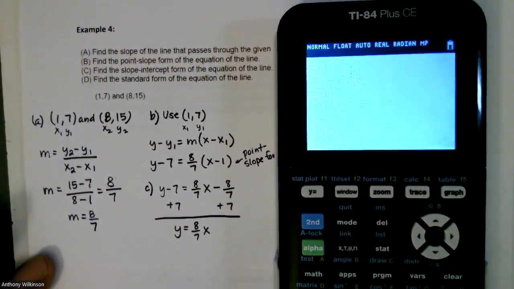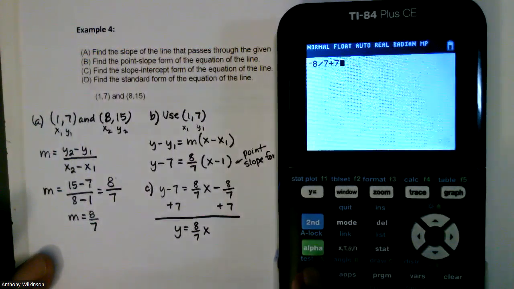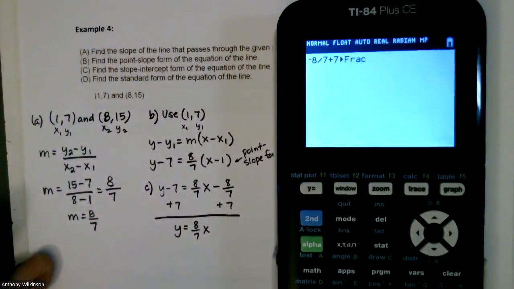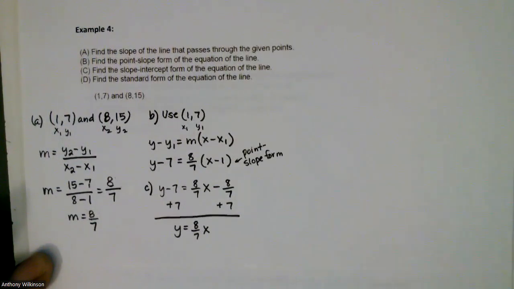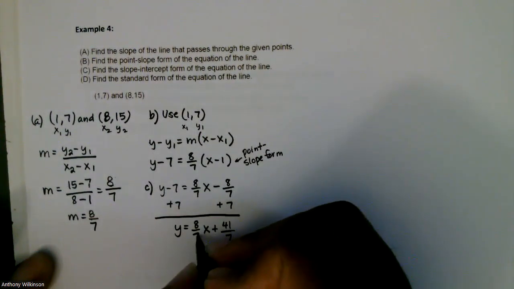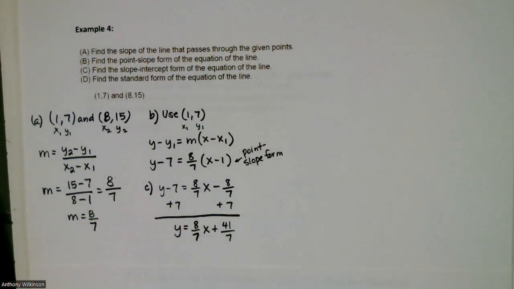So this out. Now I'm going to do negative 8 divided by 7 for negative 8/7 plus 7. And then hit the math key, and then select number 1 for fraction, because I want that in the form of a fraction. This will be 41 over 7, plus 41 over 7. So the equation in slope-intercept form will be y is equal to 8/7 x plus 41 over 7.